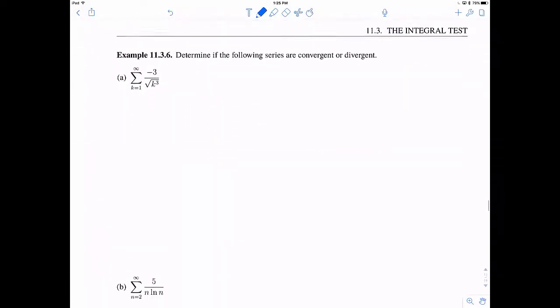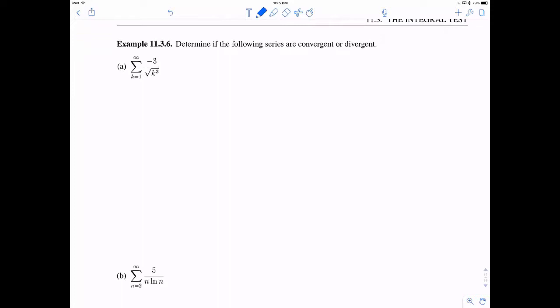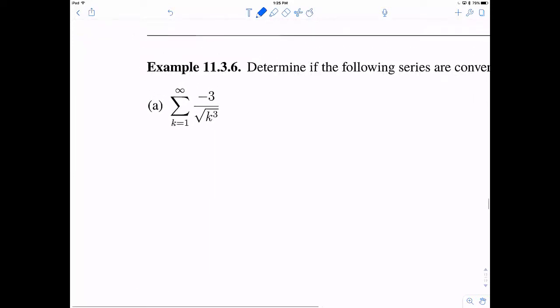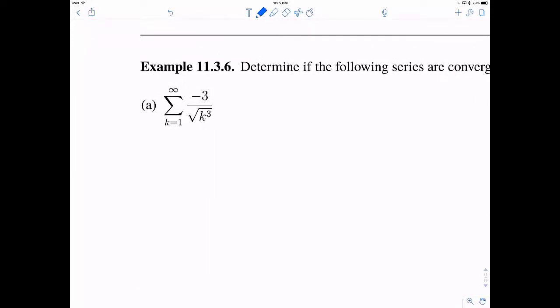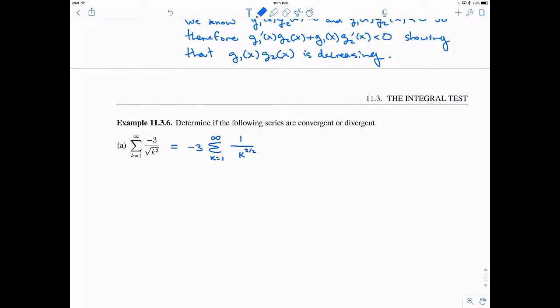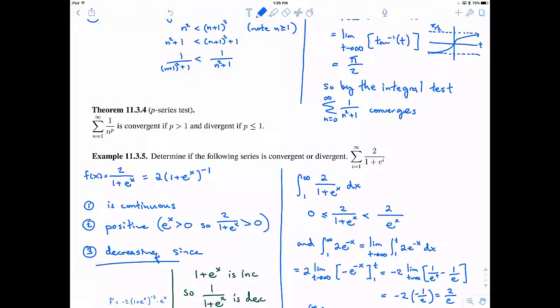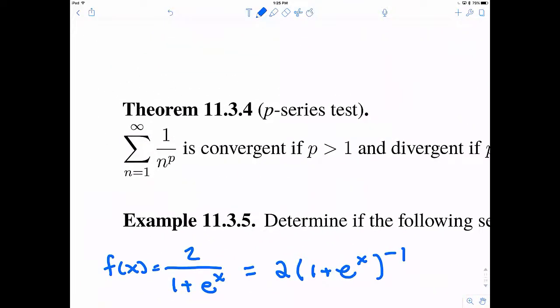Okay, so let's move on. You have a nice example here. Determine if the following series are convergent or divergent. Now looking at this, well, if I pull out a -3, the series becomes a lot nicer. First of all, the terms are now positive, so we can apply a lot of different types of theorems. But now also if I rewrite the square root, then I can see that this is k raised to the 3/2. And this is looking awfully p-series to me, right?